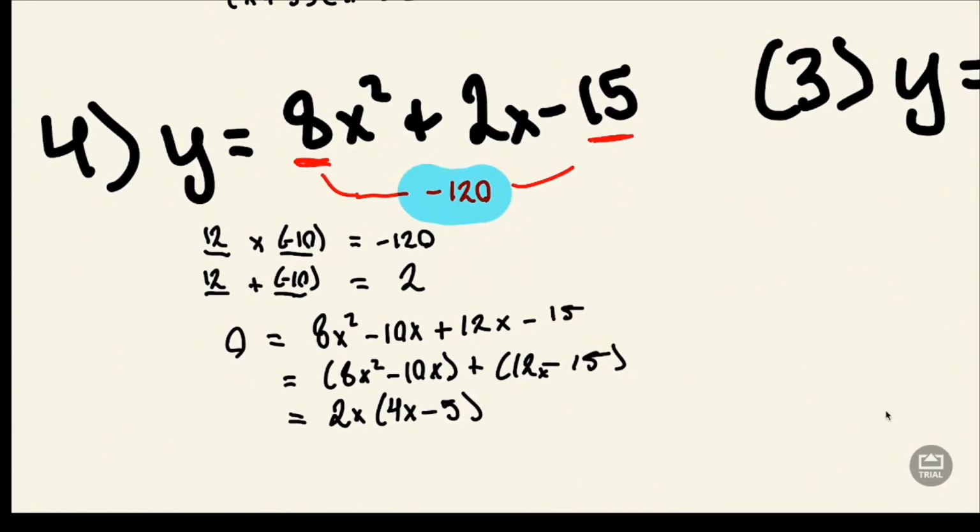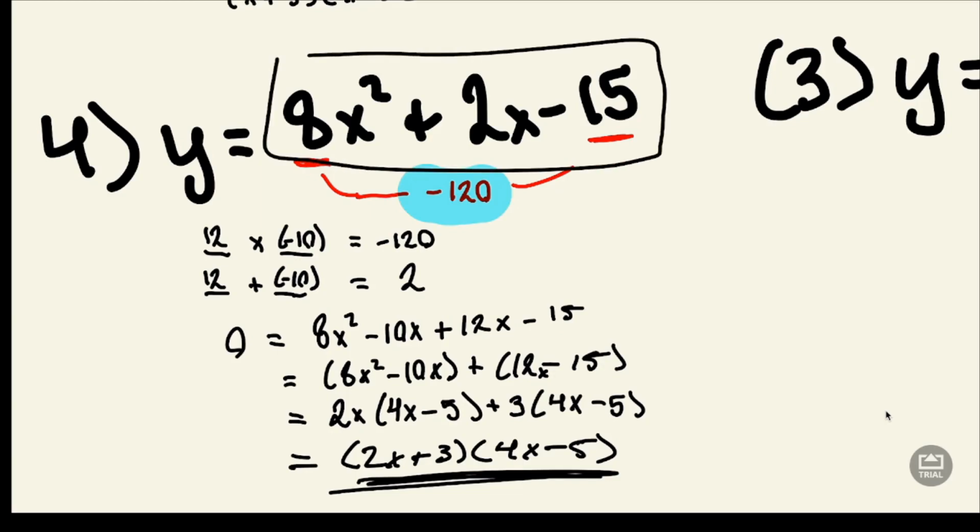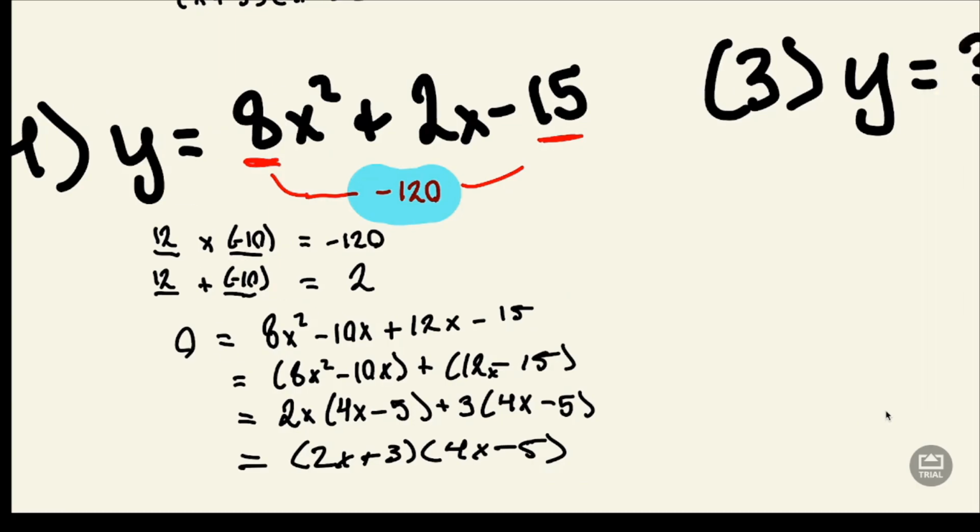For this bracket, 12x minus 15, what is factorable is 3. Not x, because they both don't have x, so just 3 itself. 12 divided by 3 is 4x, 15 divided by 3 is 5. And again, you get two common binomials, so you just factor out the binomials. So then you're going to be left with 2x plus 3, 4x minus 5, and that will be your fully factored form. If you FOIL this whole thing out, like I said in factoring, you will be left with your original equation. And that's basically how you factor that.